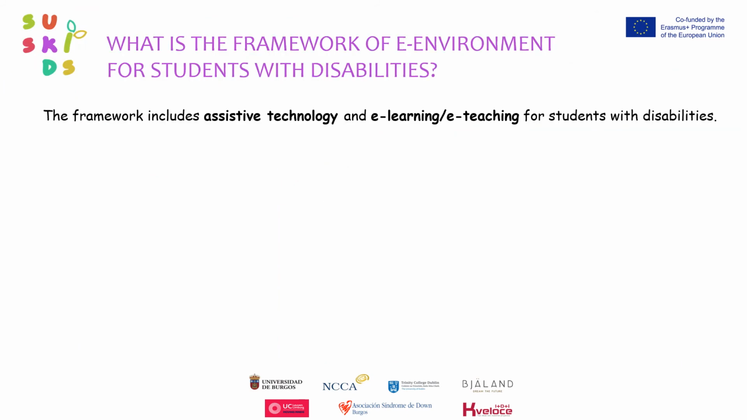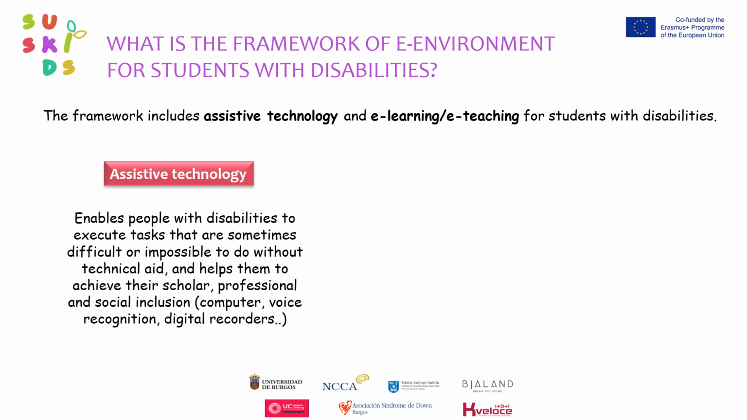The framework of e-environment for students with disabilities includes assistive technology and e-learning, e-teaching. Assistive technology enables people with disabilities to execute tasks that are sometimes difficult or impossible to do without technical aid, and helps them to achieve their scholar, professional, and social inclusion. For example, computer, voice recognition, and digital recorders.